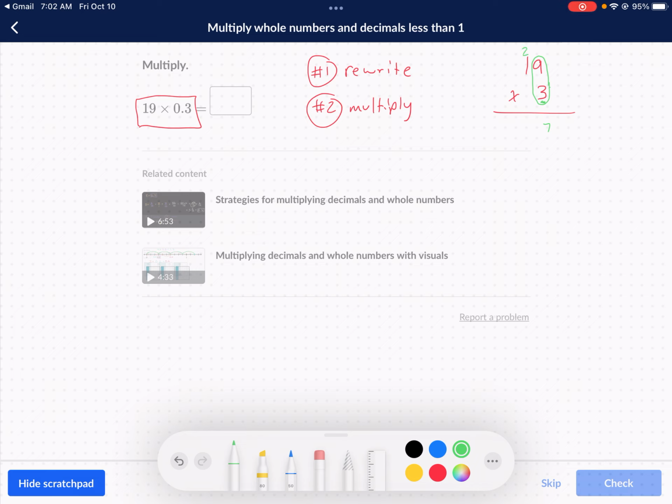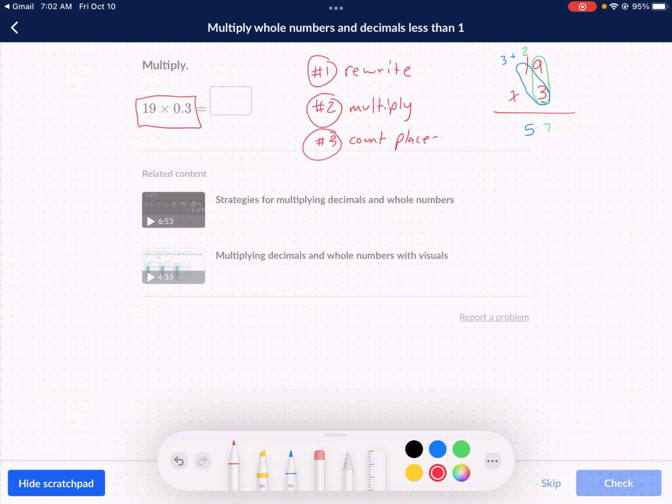What we're going to do with that 2 is, when we do our next lasso, so lasso up, lasso over, I'm going to do 3 times 1. 3 times 1 is just 3, but then I have to add that 2 there. So that becomes 5. So that 2 we carried up, we add, and our answer is 57. Now, we're not done yet, because now we have to move on to step 3, which is count places.